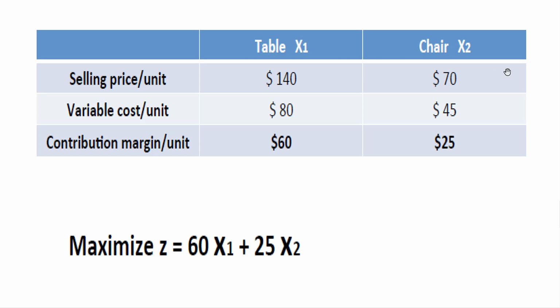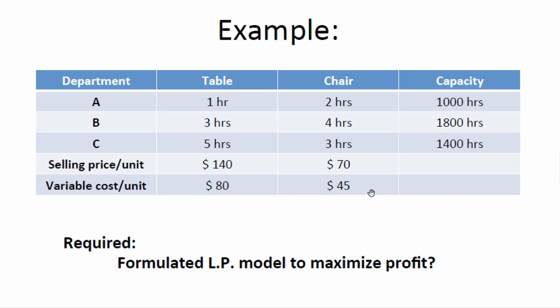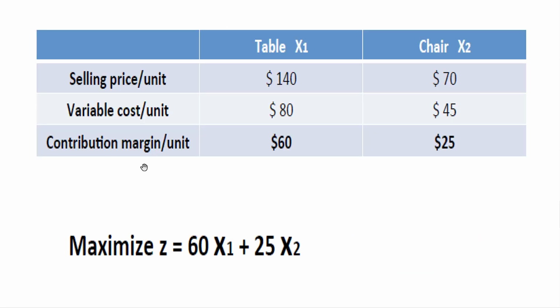When the requirement is a linear model to maximize profit, we focus on variable cost. We don't focus on fixed cost because fixed costs don't differentiate between alternatives. So we determine the contribution margin per unit for each product to maximize it. So maximize 60x1 plus 25x2. This is our objective function.